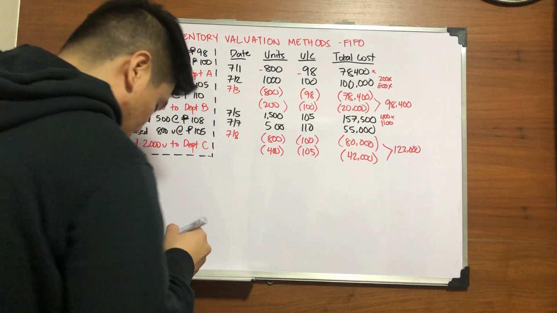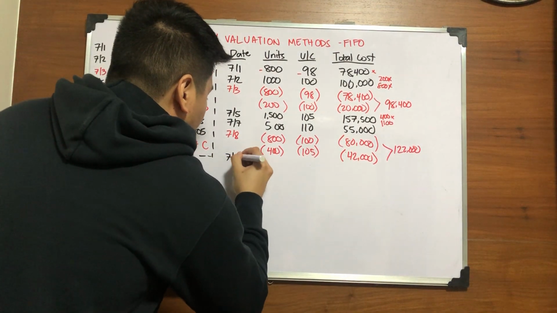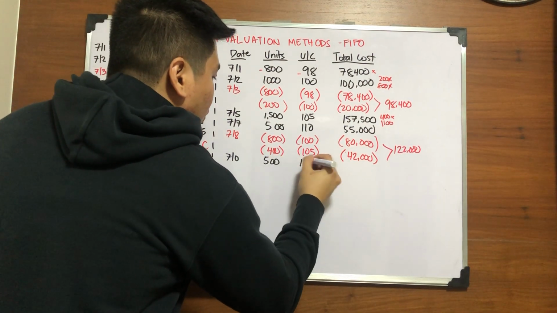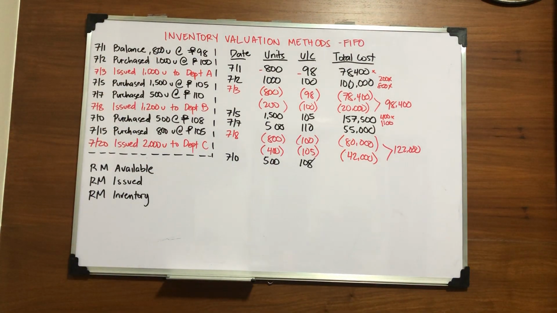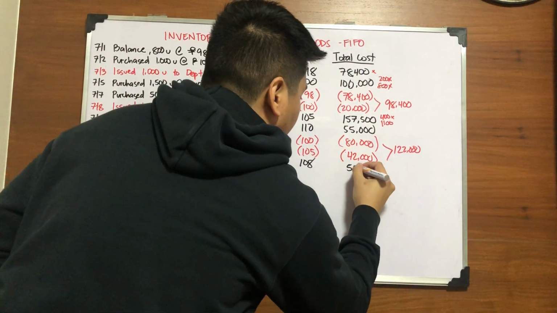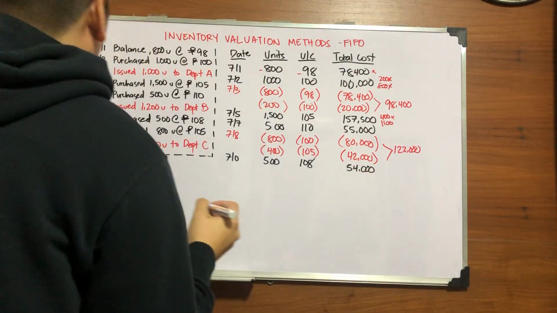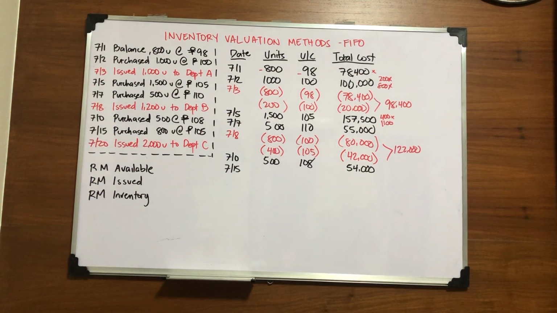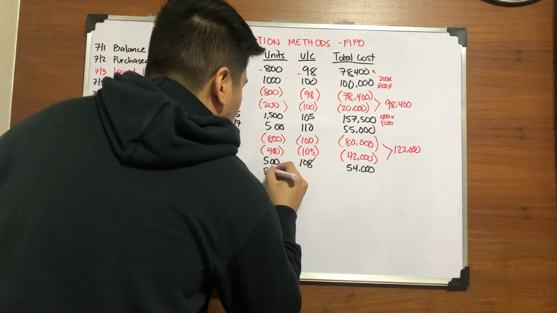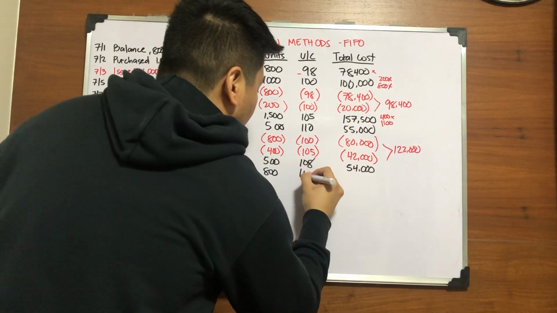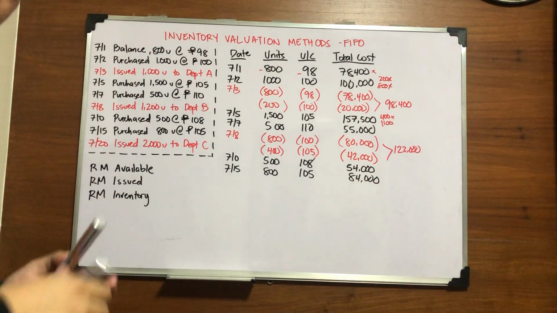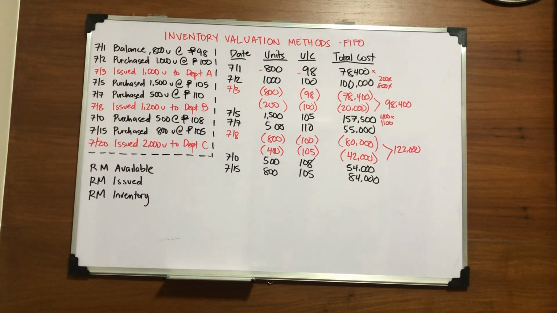Okay. So here, July 10, 500 at 108. Sorry, that is 54,000. And for your July 15, that would give you 800 times 105, 84,000. Okay. So that's the last purchase transaction for the month, or for the problem.